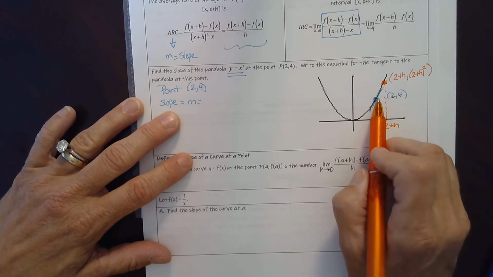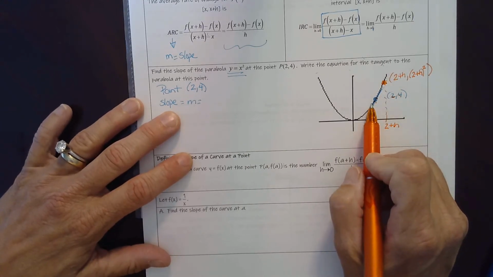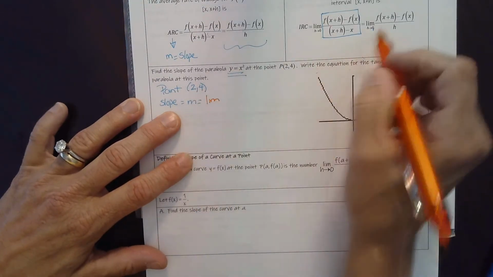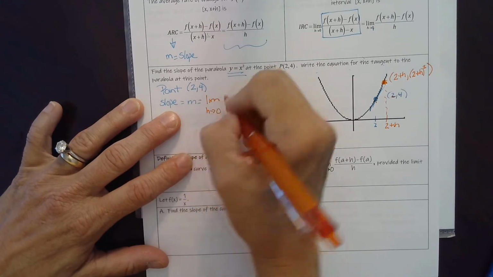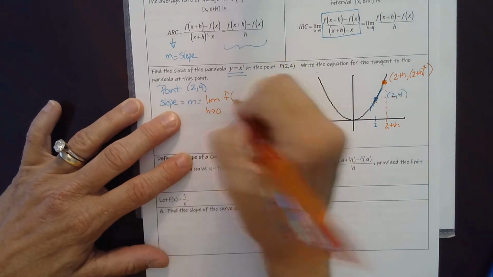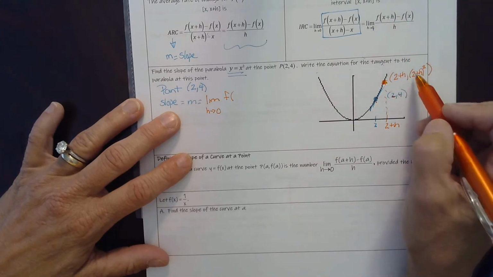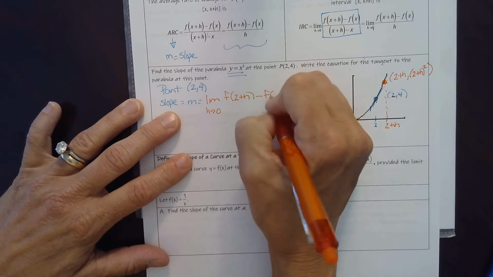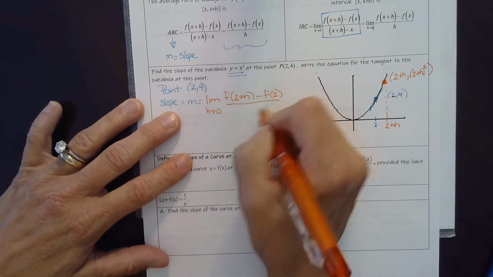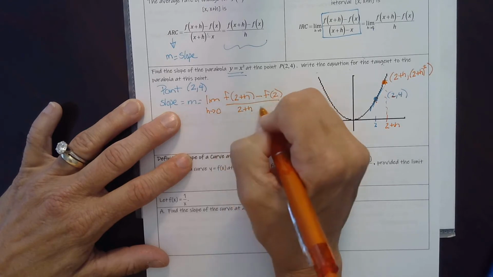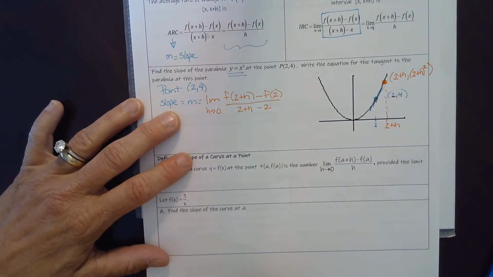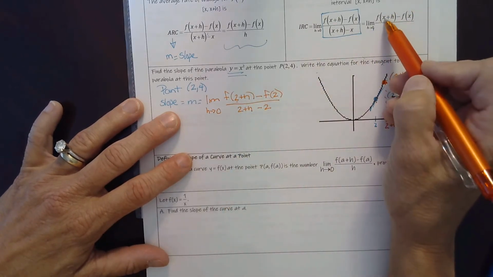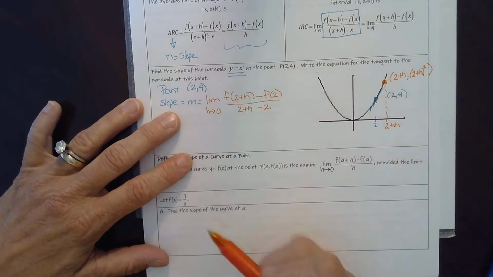of this tangent line? Since I want the slope of the tangent line, then I'm going to use the limit as h approaches 0 of f of (2 plus h) minus f of 2, divided by (2 plus h) minus 2. So why is this 2? Well, this 2 represents an x value, and our x value was 2.